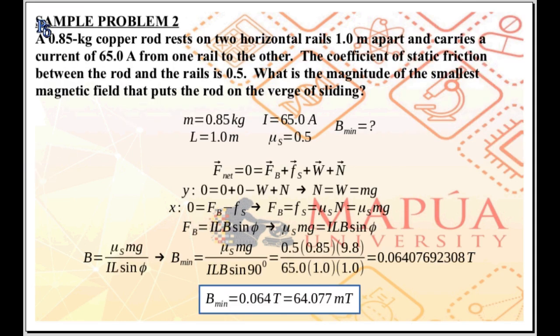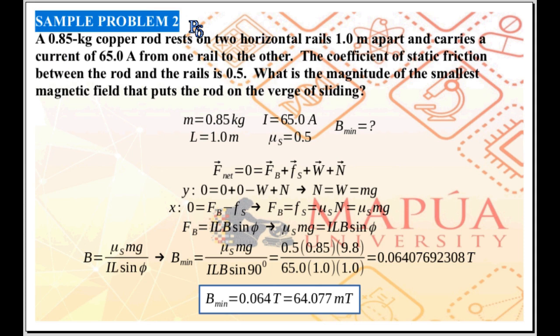And then we have sample problem number 2. A 0.85 kilogram copper rod rests on two horizontal rails 1 meter apart and carries a current of 65 amperes from one rail to the other. The coefficient of static friction between the rod and the rails is 0.5. What is the magnitude of the smallest magnetic field that puts the rod on the verge of sliding?